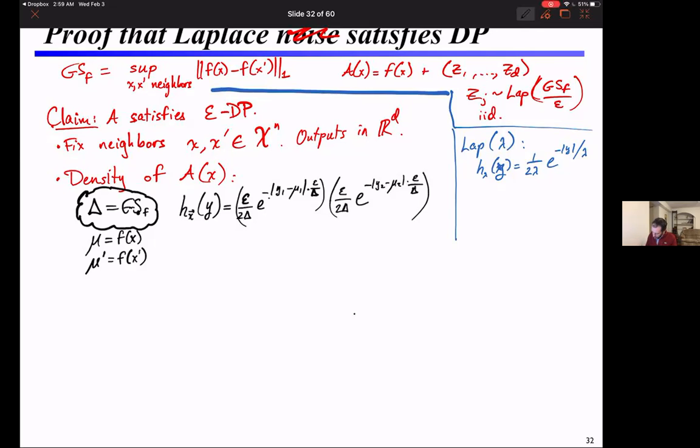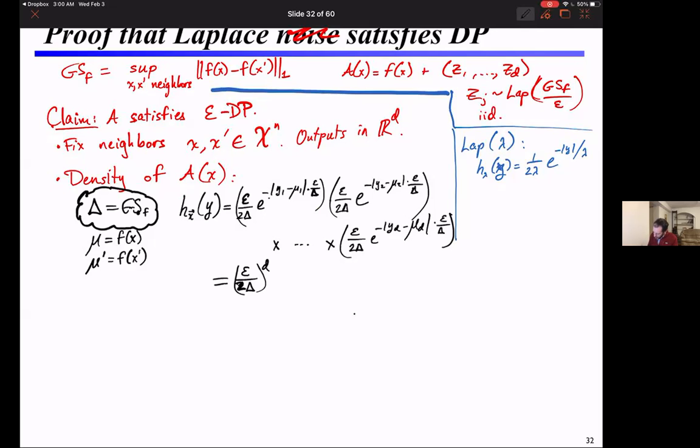Okay, so times dot dot dot, so that we have d of these terms. The last one is epsilon over 2 delta times e to the minus absolute value of yd minus the dth entry of mu times epsilon over delta. Okay, so we can clean this up a little bit by collecting these terms. So we've got d factors of epsilon over 2 delta. There are d of those.